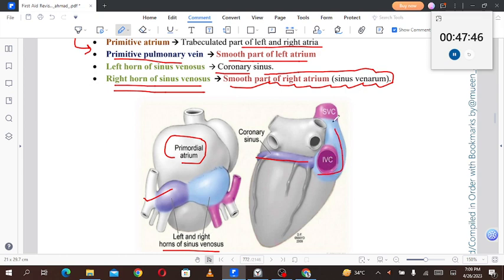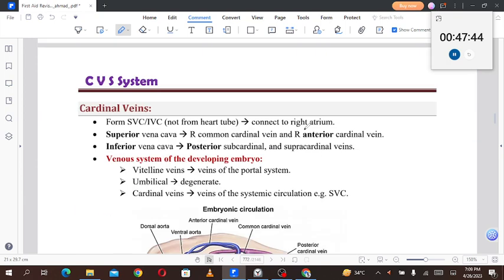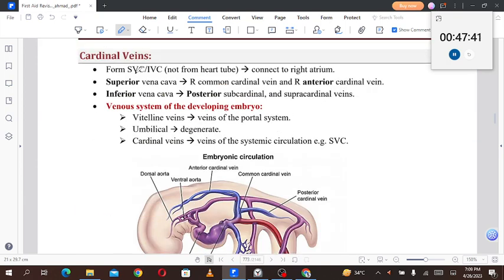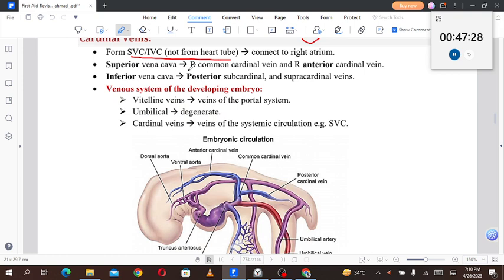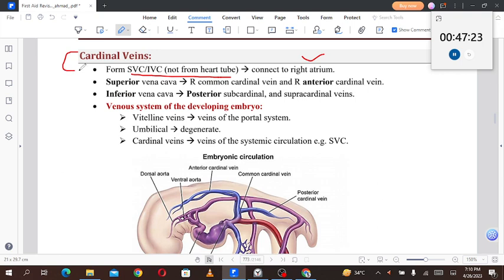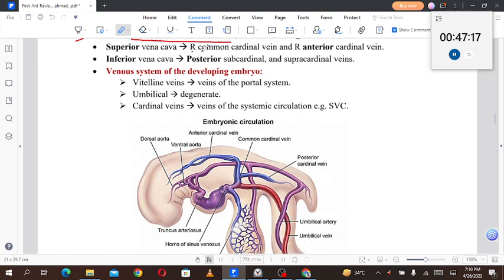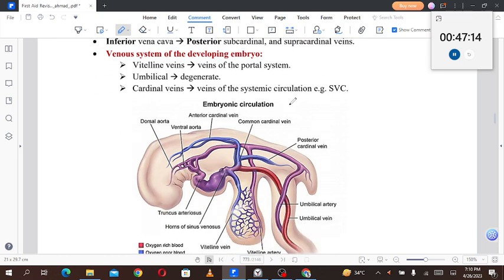Here we have inferior vena cava and the superior vena cava. Okay, cardinal veins. The cardinal veins form superior vena cava and inferior vena cava, not from the heart, and connect to the right atrium. So the cardinal veins are coming directly from the superior or inferior vena cava, not from the heart tube, and they connect to the right atrium. Superior vena cava, I was wrong, I'm sorry. The cardinal veins are responsible for the formation of superior vena cava and inferior vena cava, which are connected to the right atrium. Superior vena cava comes from the right common cardinal vein and right anterior cardinal vein.